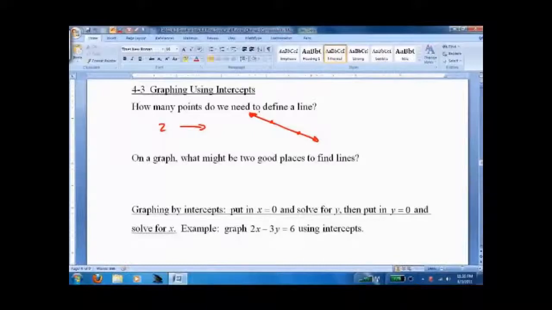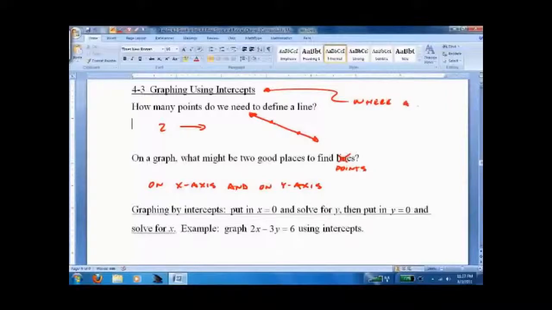So where are two good places to find points on a graph? And this is not always the case, but for our purposes it'll have to do. On the x-axis and on the y-axis. So that's why we call it graphing using intercepts. Intercepts: where a line hits the x or y axis.